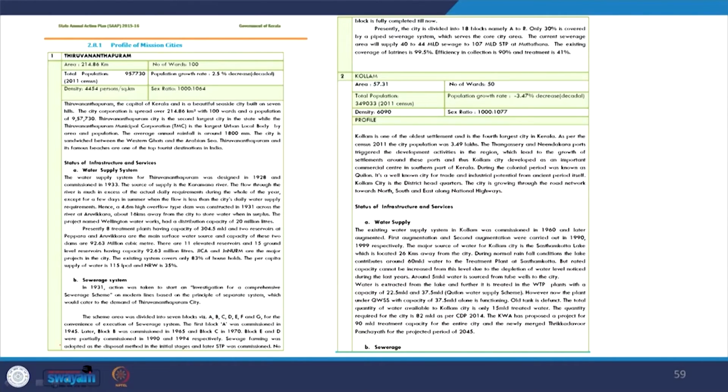We see here in the document, as we walk through it, that the SAP creates, in its initial section, a profile of the mission cities. Like we can see Thiruvananthapuram, it gives a complete profile of the city, and it gives the status of water supply, the status of the sewerage system, and all these details, the number of wards and the growth trend there. Likewise, we see it for Kollam city and all those cities which have been selected for the purpose.